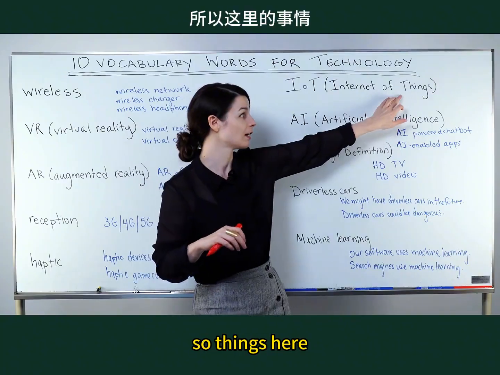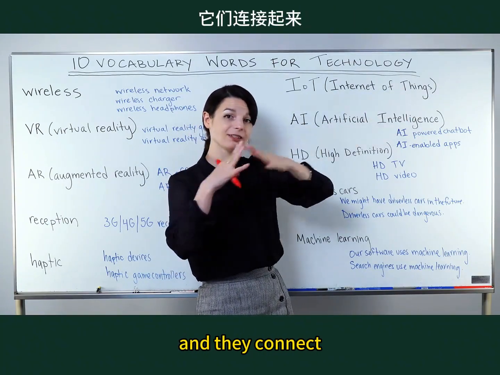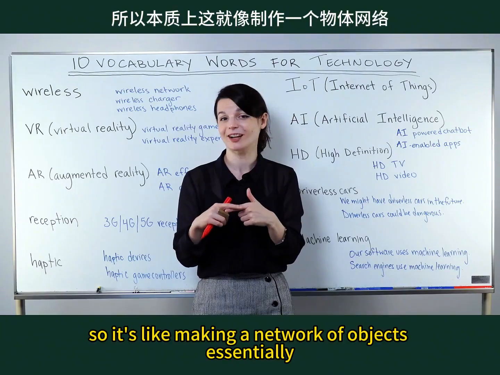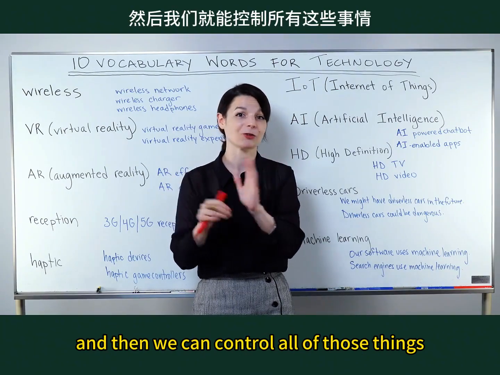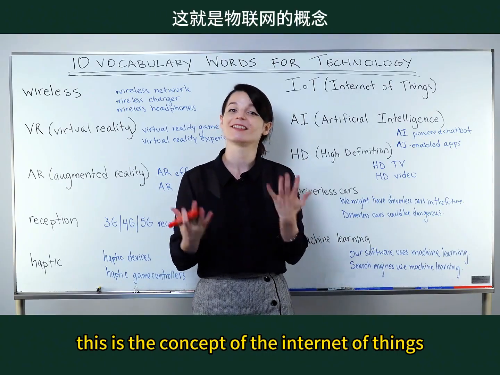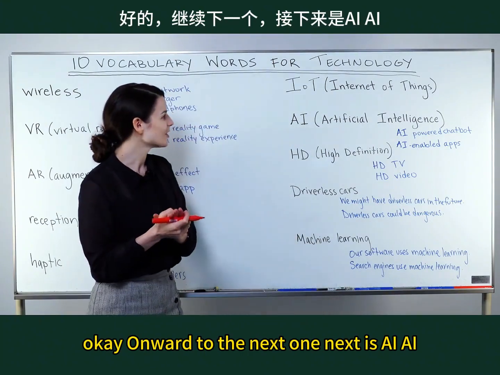So things here means actually objects in your everyday life, and they connect to an internet. So it's like making a network of objects, essentially, and then we can control all of those things with a smartphone or with a computer or something. This is the concept of the Internet of Things. Okay, onward to the next one.